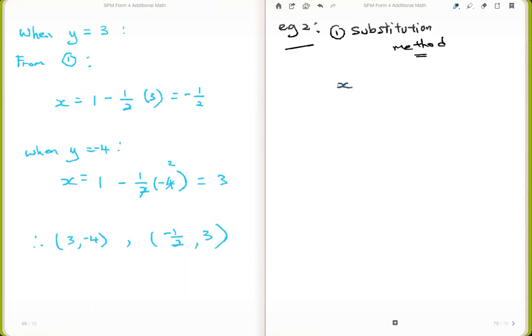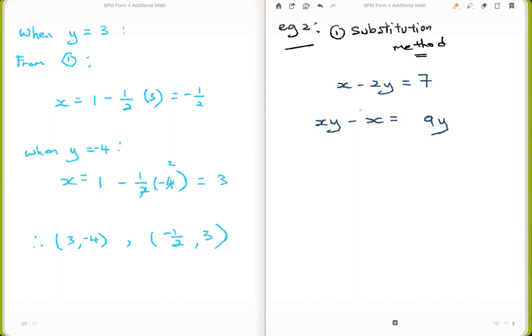You are asked to solve the simultaneous equations x minus 2y is equal to 7, and xy minus x equals 9y. When you come across this kind of question, you analyze them and look for what they have in common or in difference. Here it will be rather hard to eliminate the x, because you have x and x here. The elimination method doesn't work, so substitution.